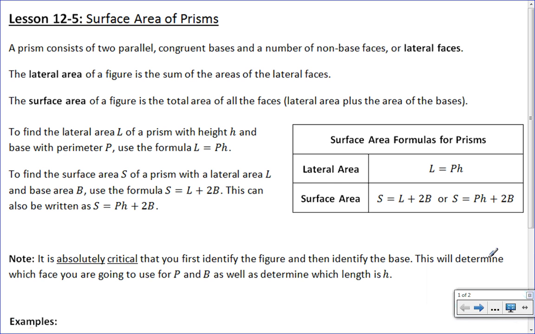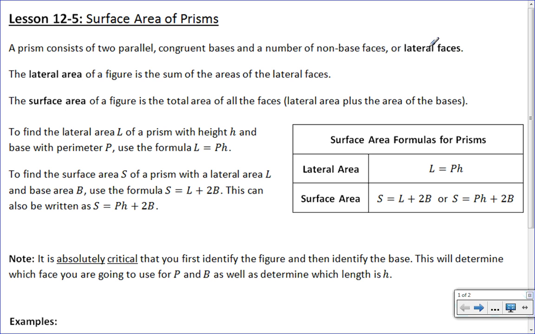This is lesson 12.5, surface area of prisms. A prism consists of two parallel congruent bases and a number of non-base faces or lateral faces. And we pretty much talked about this before. That's what makes up a prism, is that it has two sides that are called the bases, and then the other sides are called the lateral faces.